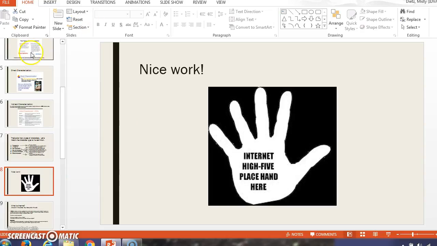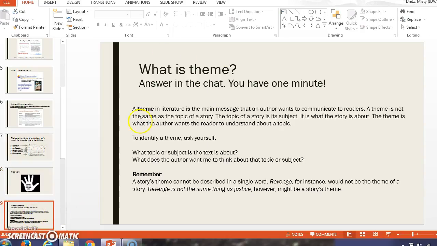Woohoo! Okay, we've gone through most of the info from today's PowerPoint, but I do have a couple other things that I want to touch on with you guys. And one of those is theme. So the other thing we're looking closely at this year is theme. Theme in literature is the main message that an author wants to communicate to the readers.